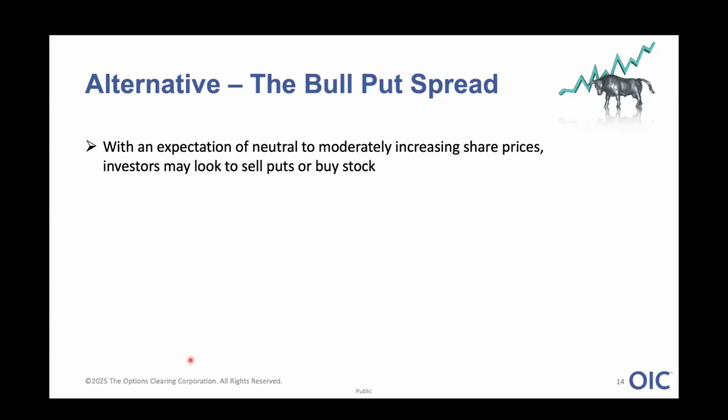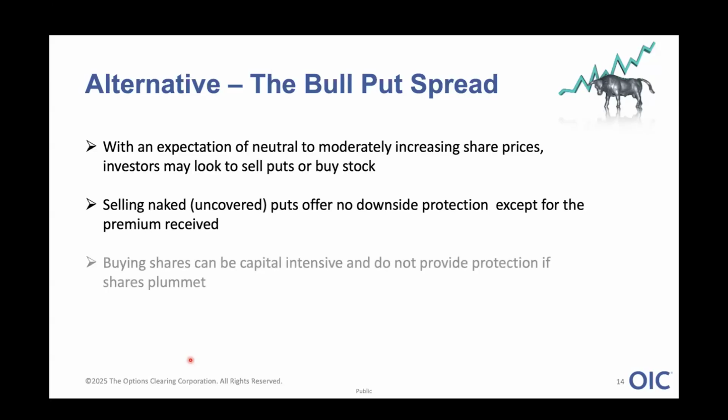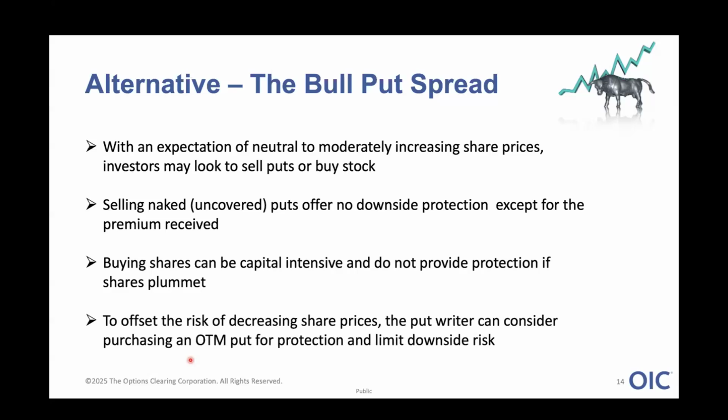You're ideally looking for share prices to rise, but it affords you a little more protection than just selling cash secured puts. Selling cash secured puts offers no downside protection except for the premium that you receive. If you buy shares outright, that can be capital intensive and doesn't provide you any protection if the shares plummet. To offset the risks of a short put, the put writer can consider purchasing a further out of the money put for protection to limit their downside risk.